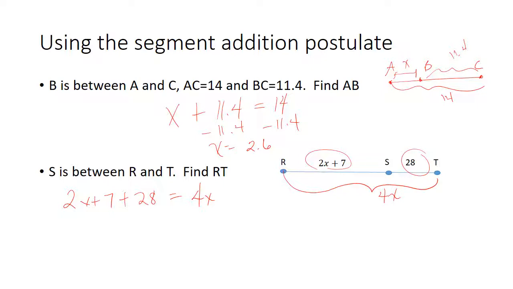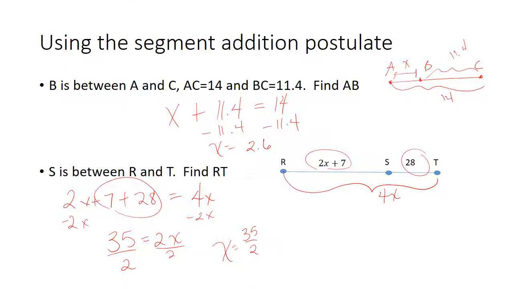So first I'm going to move my 2x over to meet up with my 4x. This is a positive 2x, so I'm going to subtract 2x, subtract 2x. I'm going to go ahead and combine my like terms right here. My 7 and my 28 is going to be a 35. So I'll do 35 is equal to 2x. Divide by 2. And I'm going to get 35 halves. I'm just going to leave it as 35 halves. So x is equal to 35 halves.